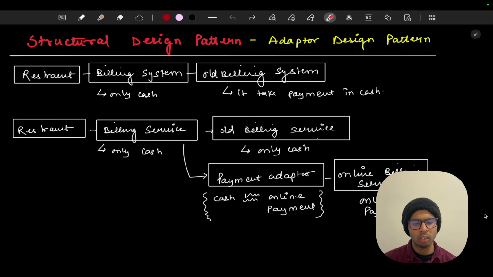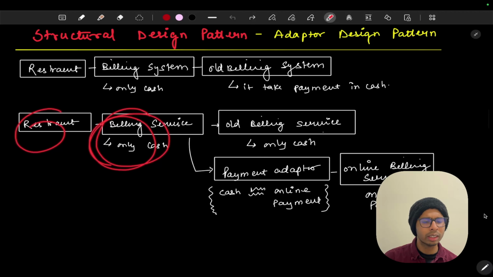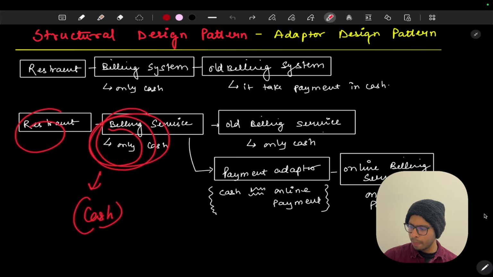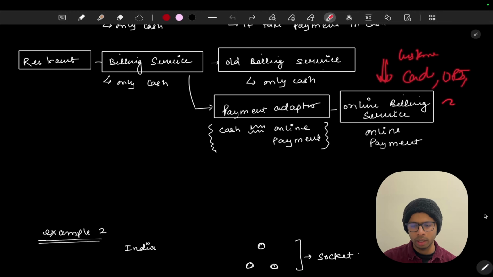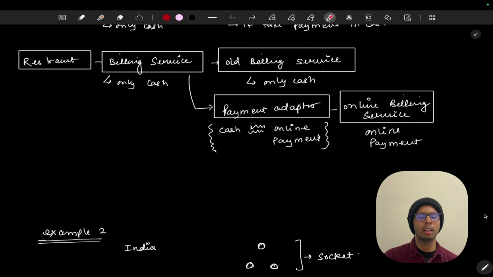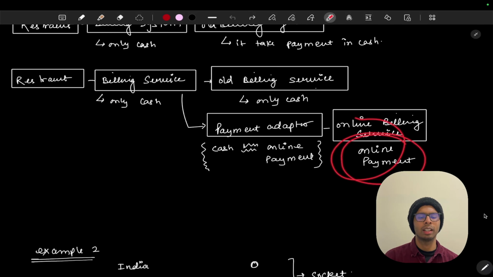But now what is going to happen? We have a restaurant, we have that billing system. It means that the restaurant wants our money in cash. But now we have this online billing system. It means that the customer wants to pay with the help of a card, or let's say UPI, or some internet banking. He wants to make an online payment. Now the billing system is saying that I'm only going to accept cash, but the customer wants to pay online. This is the whole constraint.